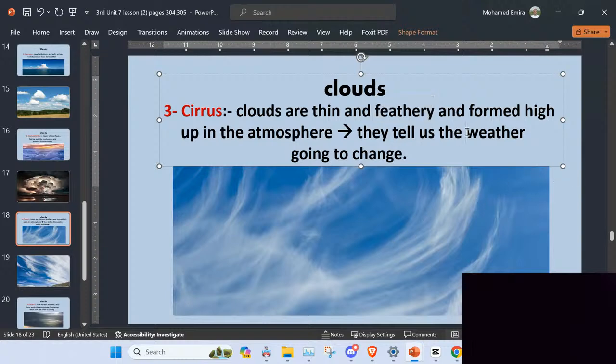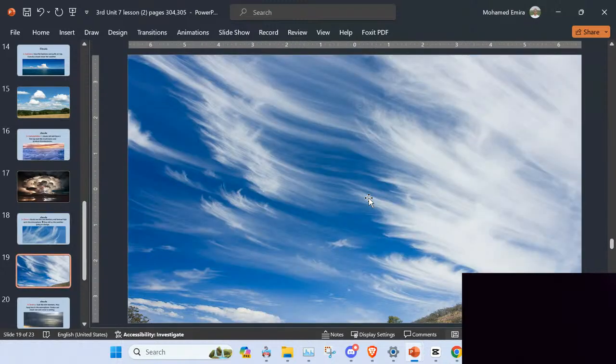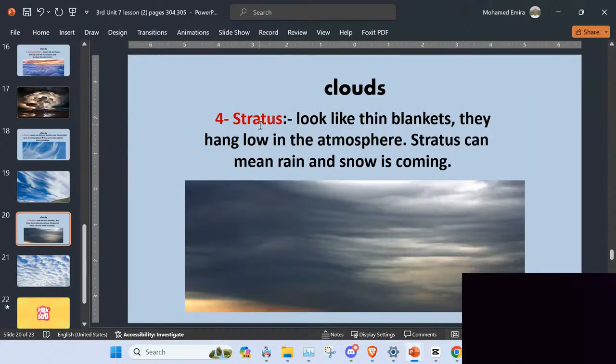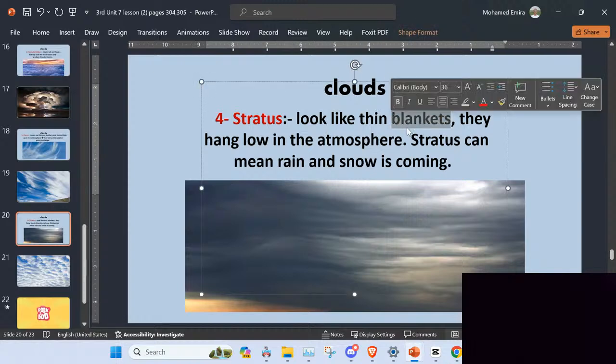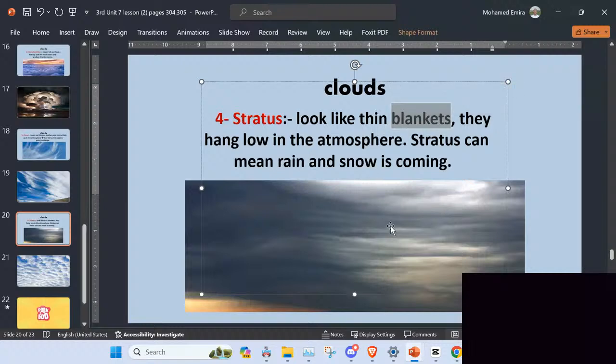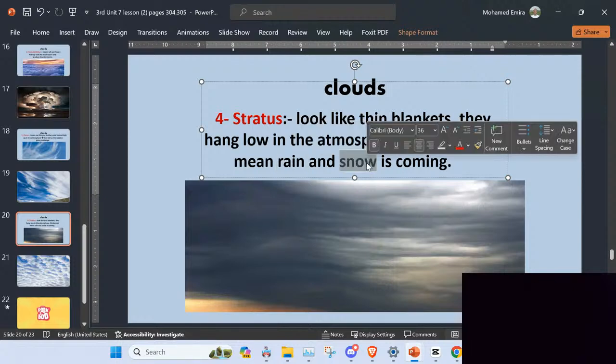When you see them, you know that the weather is about to change. Fourth, you have stratus. When you see the stratus in the sky, they look like blankets that you use to cover yourself with when the weather is cold and you need to get warm, like blankets of the bed. The sky gets a little bit dark, and this means there will be rain or snow.